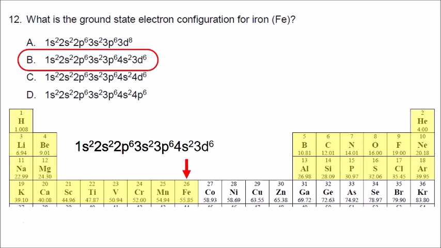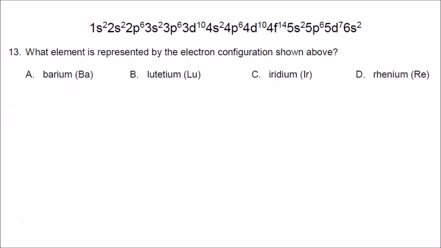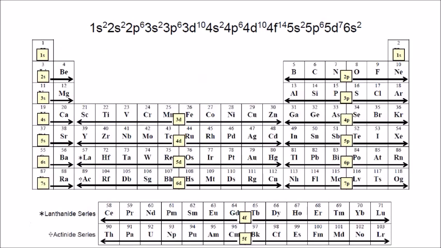All right, moving on to number 13. What element is represented by the electron configuration shown above? You cannot just look at the last portion and assume that because it ends with 6s2 that it must be barium. I have written these subshells and sublevels in various orders, so let's make sure we take care of all of the sublevels.